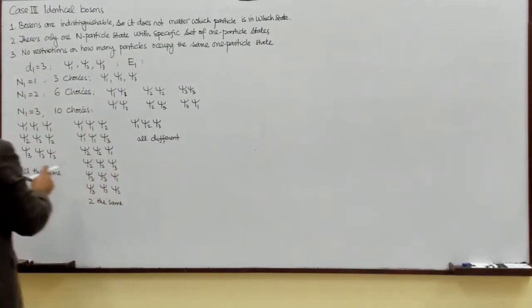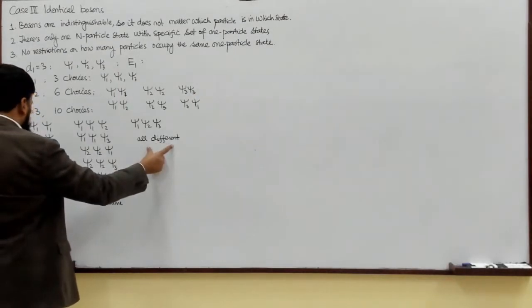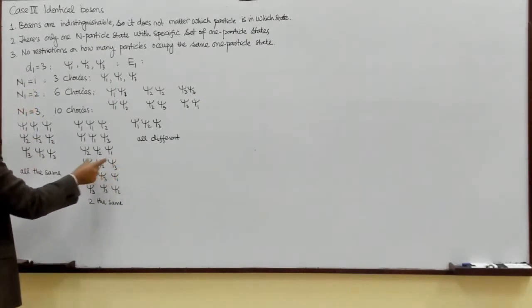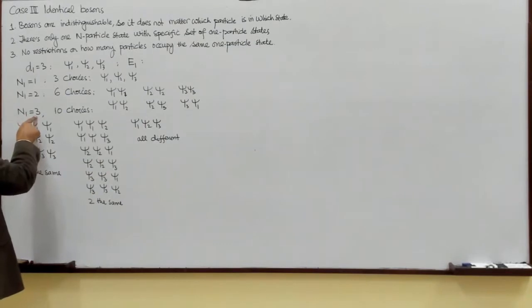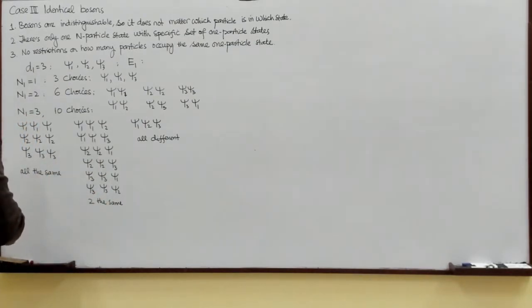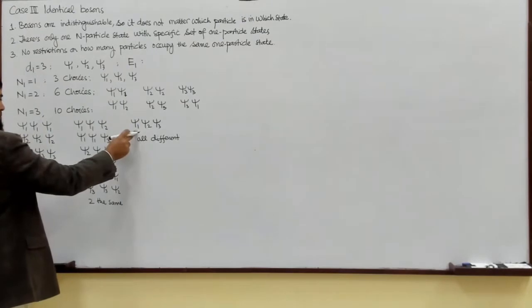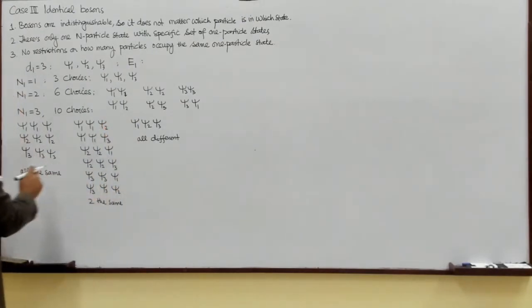So we have 3 options for all the same, 1 option for all different, and as the particles are 3, 6 options for 2 the same. So the total is 10 choices: 3 plus 1 is 4, 4 plus 6 is 10. So the total is 10 choices.